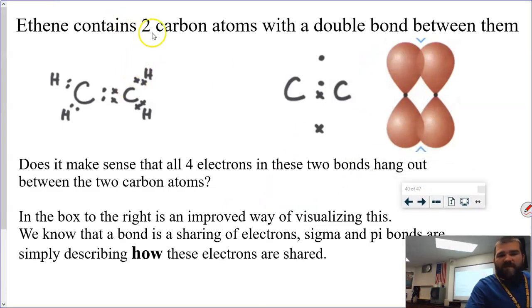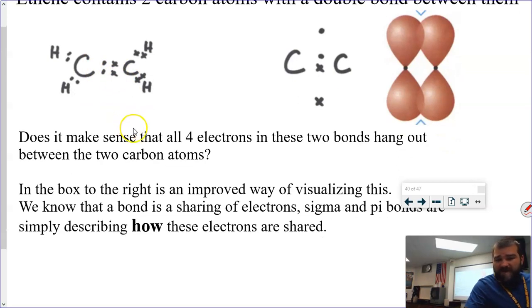So ethene has 2 carbon atoms with a double bond between them, okay? Does it make sense that all 4 of these electrons in these 2 bonds can hang out between the 2 carbons? In other words, I have 4 electrons to make 2 bonds. Does it make sense that they can all fit in between those 2 nuclei? That sounds like it's going to be pretty tough to do, right? We know electrons repel, and they repel pretty strongly. So if we have 4 electrons trying to occupy the same space, there's going to be a lot of repulsion there. That doesn't really make sense, right?